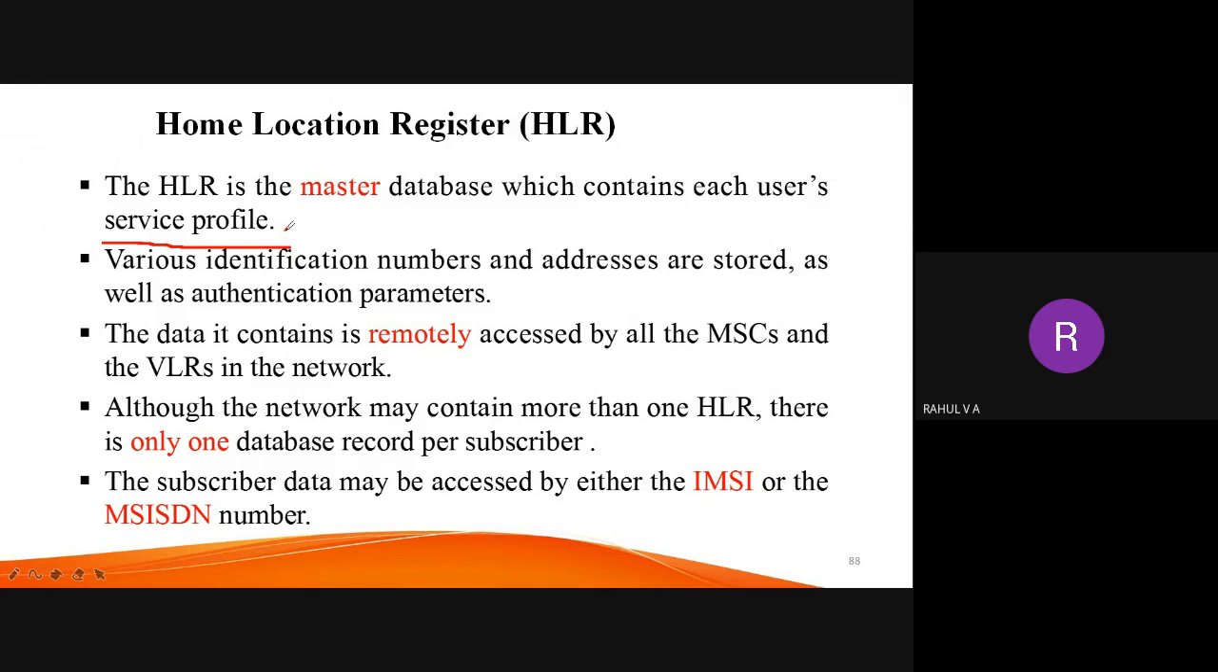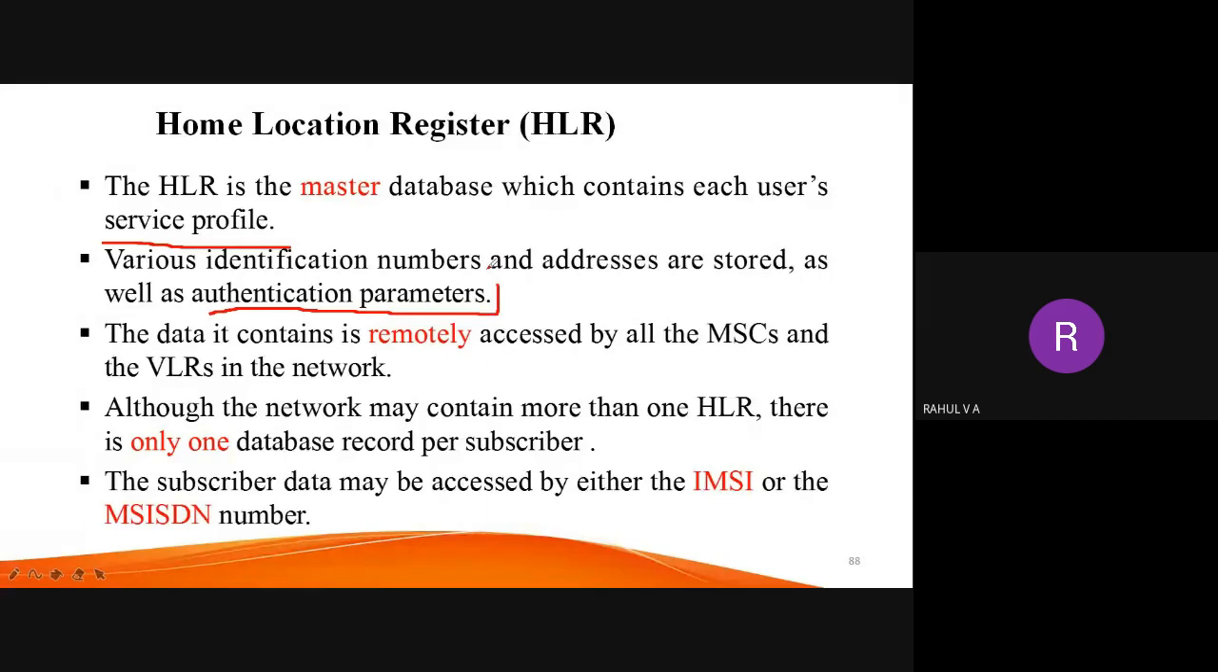You see the second point: various identification numbers and addresses are stored, as well as authentication parameters. So all the data related to the mobile equipment and SIM is stored in the Home Location Register. Why are they storing this? What is the use of that? If you ask like that, the answer is this.